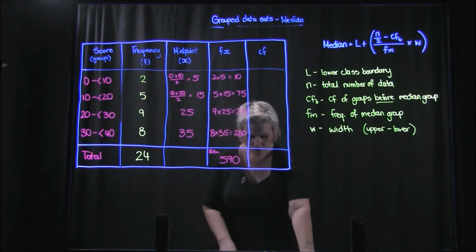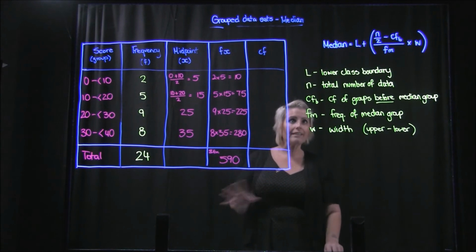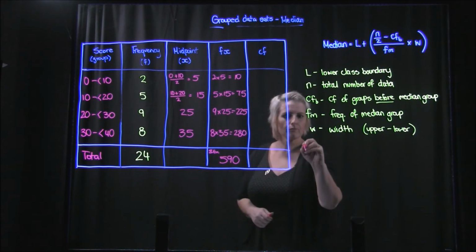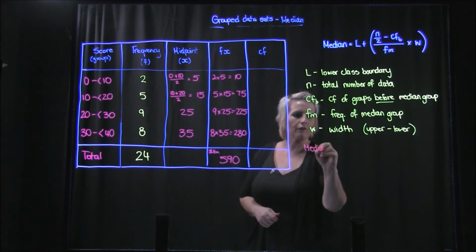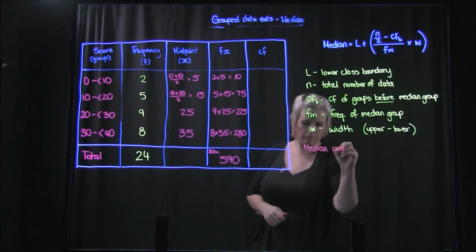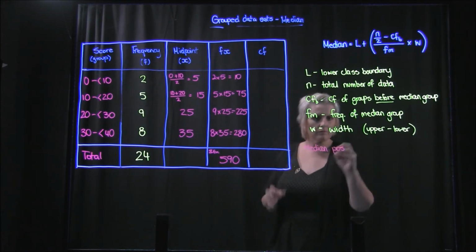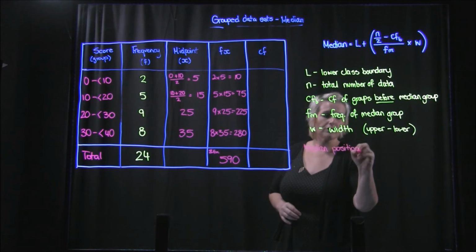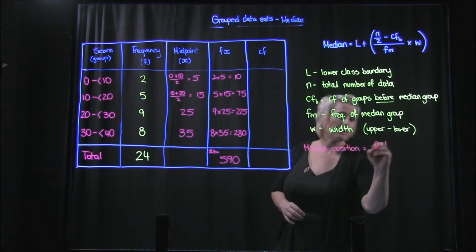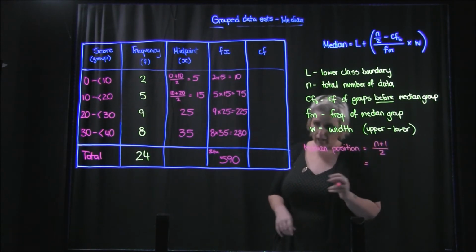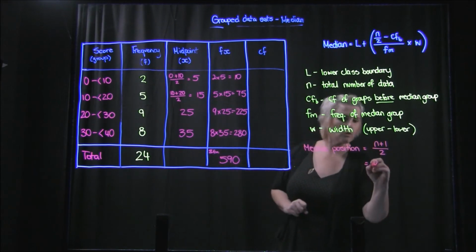Okay, so what we're going to do is, just like before, the first thing we do is we find median position. We use the same formula, n plus 1 over 2. Our total number of data is 24.